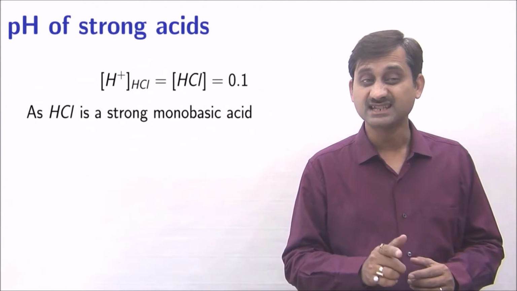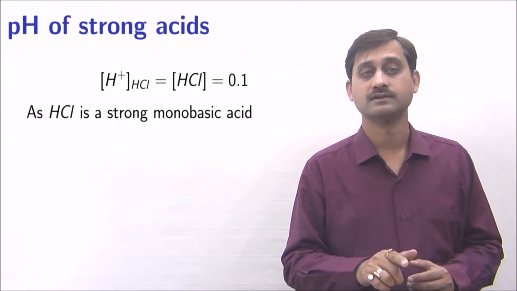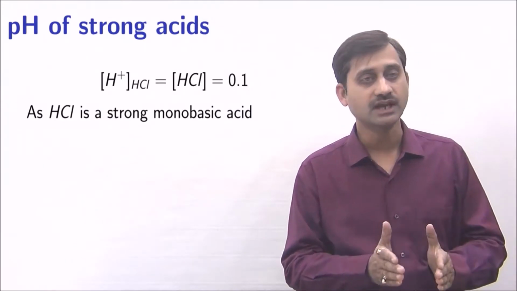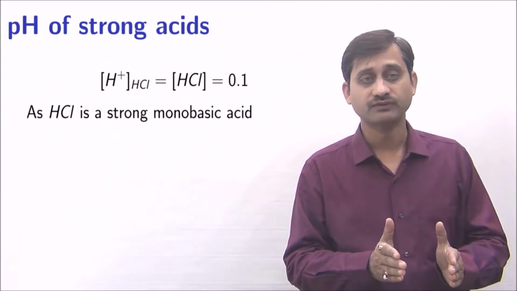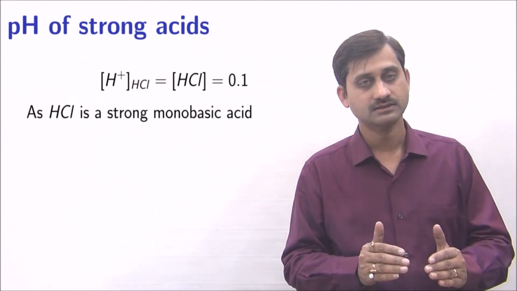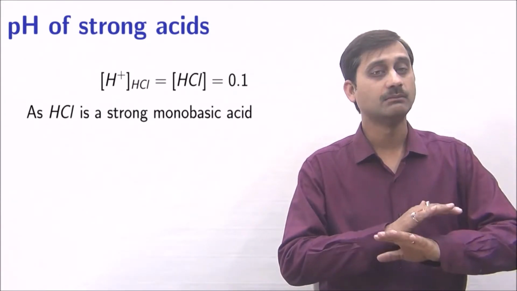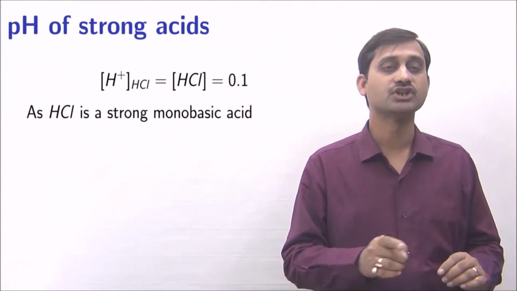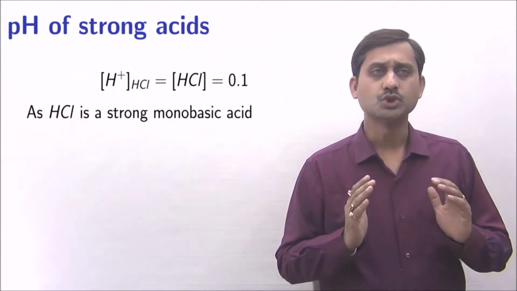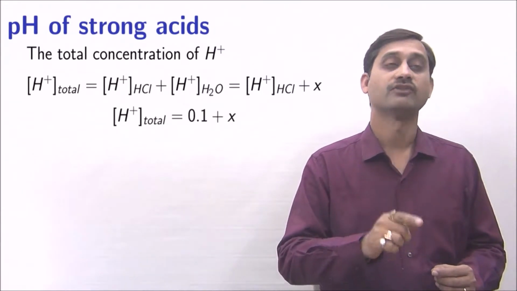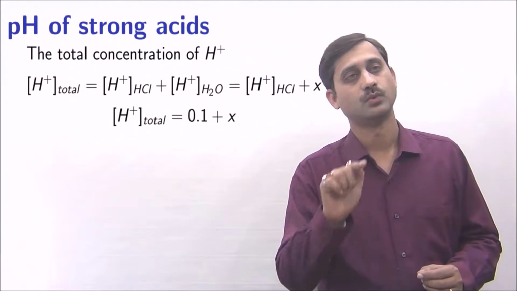Remember, HCl is a monobasic acid. If we had a strong dibasic acid like sulfuric acid, H2SO4, the concentration of H plus from the acid, considering the acid completely dissociates, will be double the concentration of the acid. The total concentration of H plus is equal to the concentration of H plus from HCl and water.